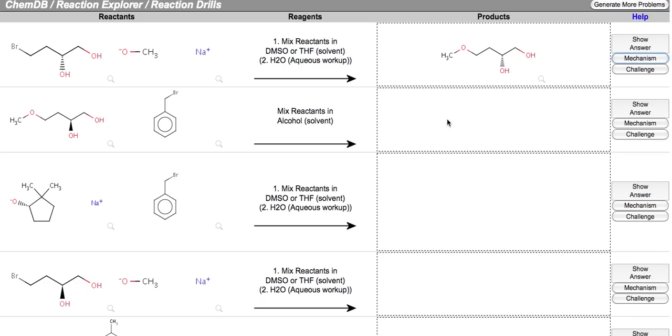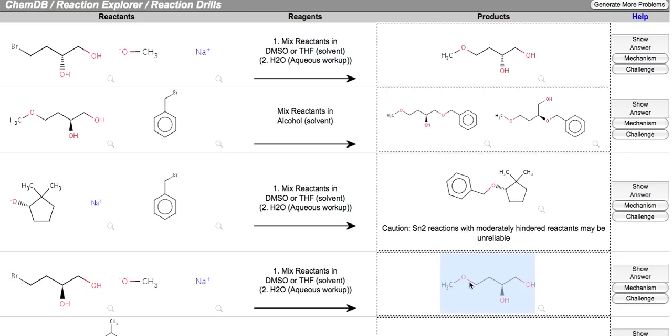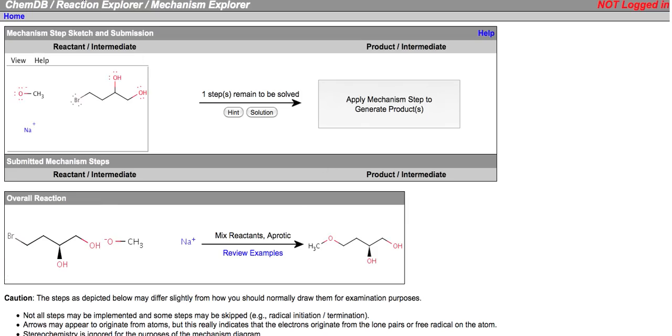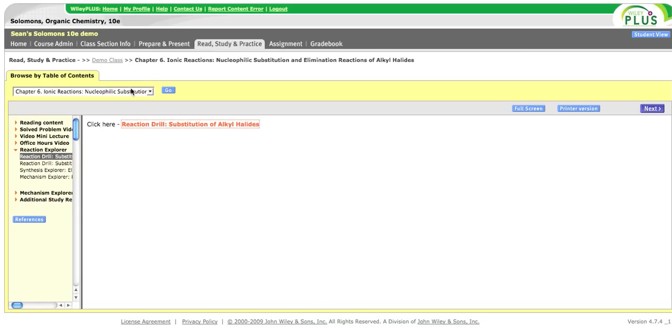So they can practice on their reaction drills, and then if they see one but they're not really sure about how that arrived, they can go to the mechanism, and then they can do that mechanism. All of that is available in Wiley Plus, and all of that is completely unique to Reaction Explorer.